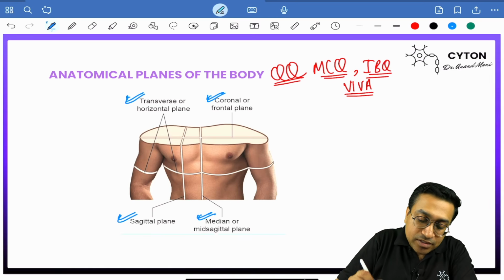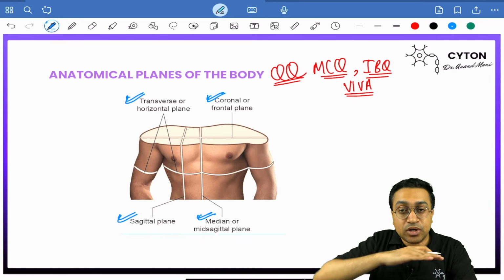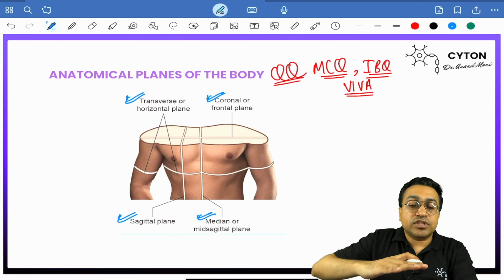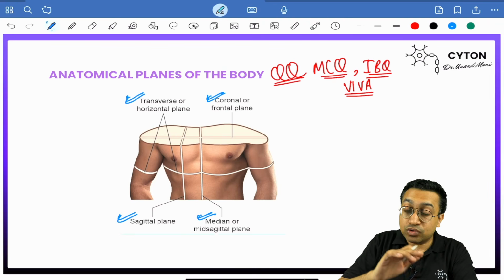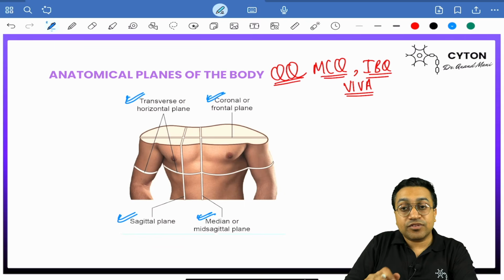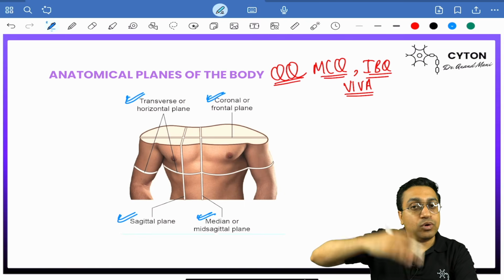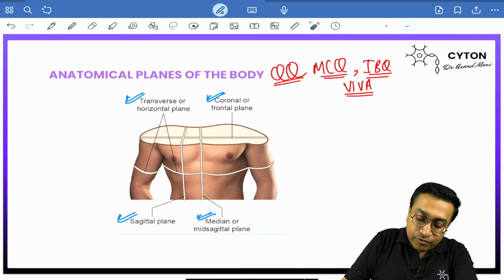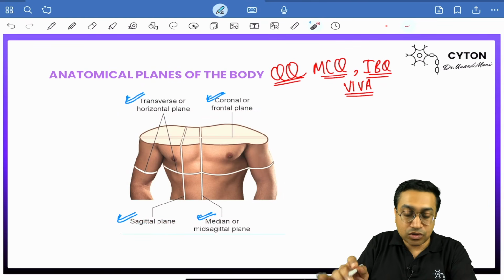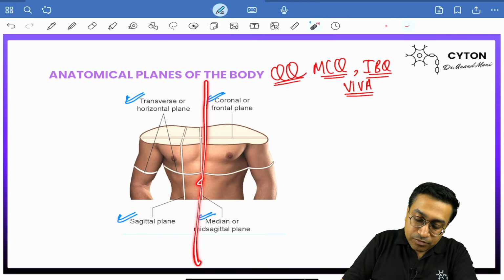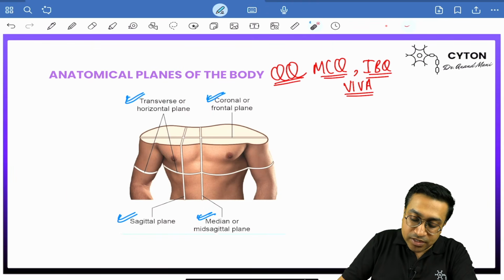Another plane, that is the transverse or the horizontal section in this manner, which is a cross sectional plane passing parallel to the horizon and divides the body into upper and lower half. As you can see, we have cut this here, so upper half and lower half, that is the transverse or the horizontal. This is right part, left part, that is the median or the mid sagittal.